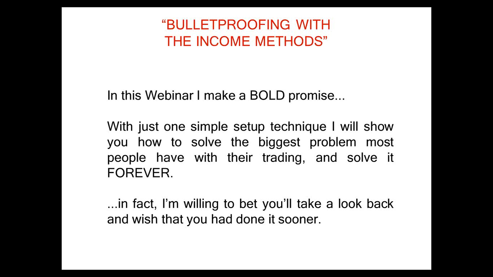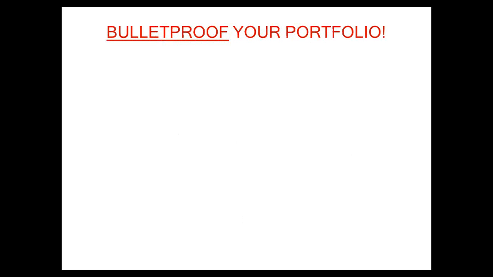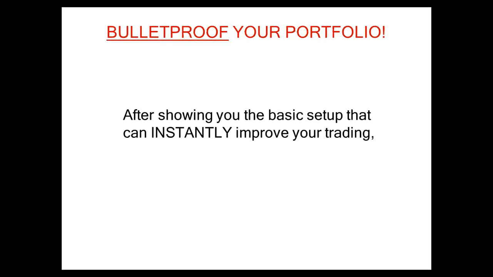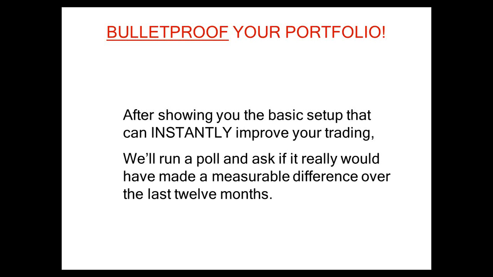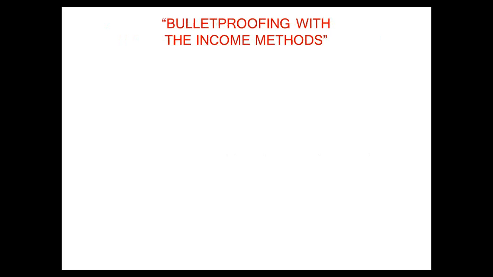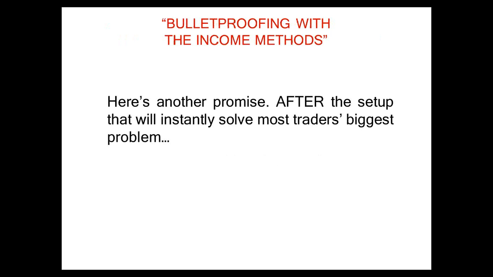On Tuesday, we found out that 100% of everybody in the line would have improved their trading. That's pretty good. Usually it's in the high 90s, but last Tuesday it was 100%. And I'm willing to bet that most folks that see this are going to wish that they had done it sooner. After we show that basic setup, we're going to run and see if it really would have made a difference.